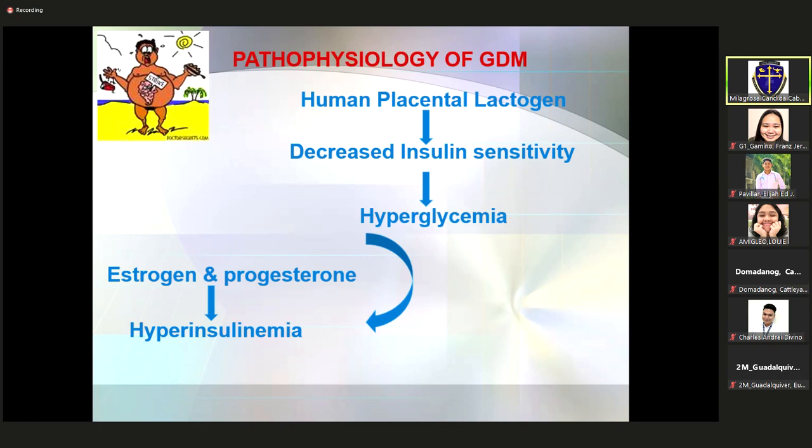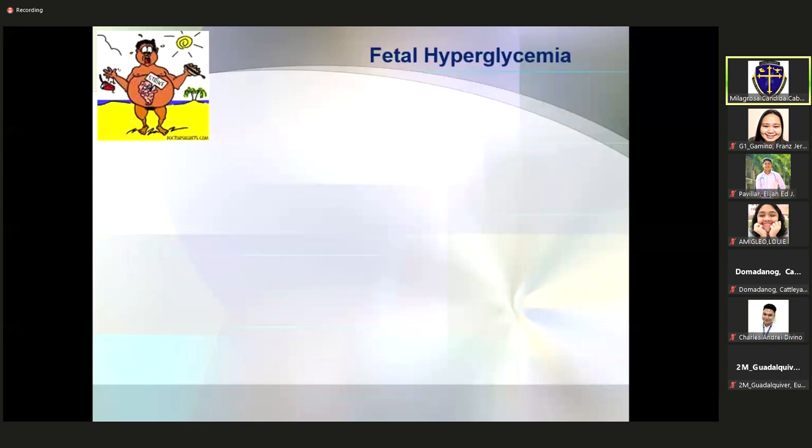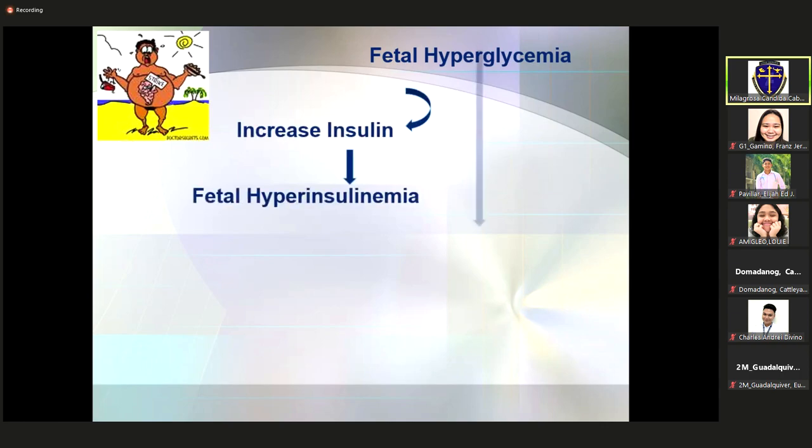And in this manner, this would cross the placental barrier. Okay? The increase in the blood glucose, excess glucose would cross the placental barrier. Then after such, the fetus would experience fetal hyperglycemia. Okay? So, increase ang insulin production ng baby. So, there would be increased then fetal hyperinsulinemia.